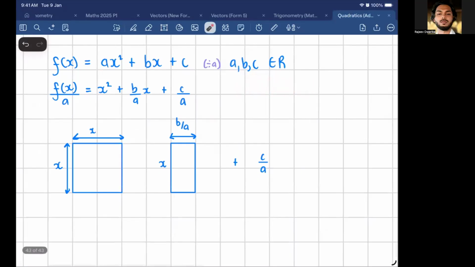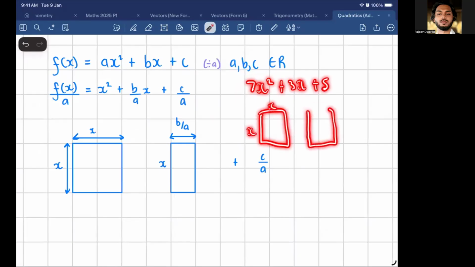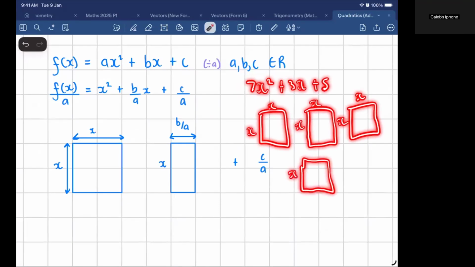Yeah. What if I had 7x squared plus 3x plus 5? How many blocks of x squared would I have? 7. I would have to draw 7 blocks of x squared. Yes, sir. And then I would need to figure out how I'm rearranging all of these shapes to make a square. You don't think that's a headache? So would you rather have 7x squared or 1x squared? 1x squared. I agree, right?